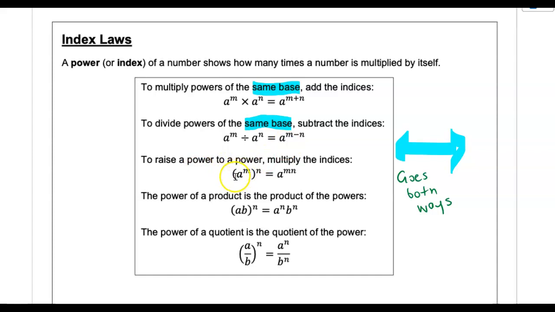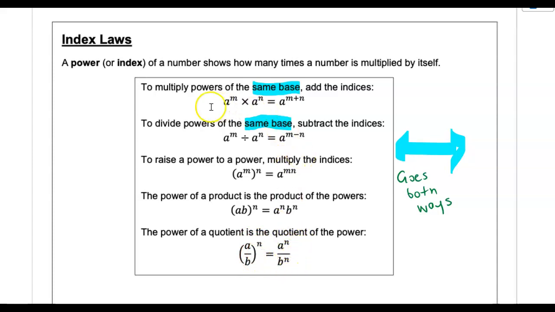If we have a base that has a power, and then in brackets we have another power, we need to multiply the inside and outside powers. So we'd have a to the m times n. If we have two terms inside a bracket and one power on the outside, each of those terms has the power associated with it. So we'd have a to the power of n and b to the power of n. Similarly, if those two terms inside our bracket are divided, that power would relate to the top term and to the bottom term. So we'd have a to the n over b to the n.